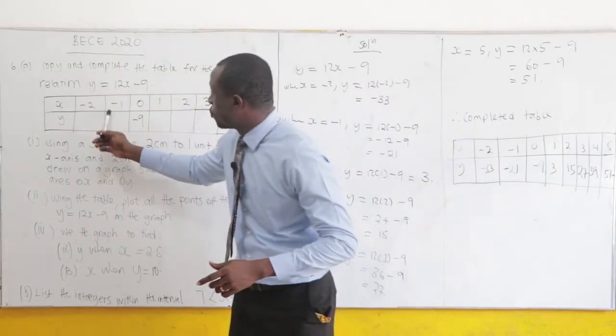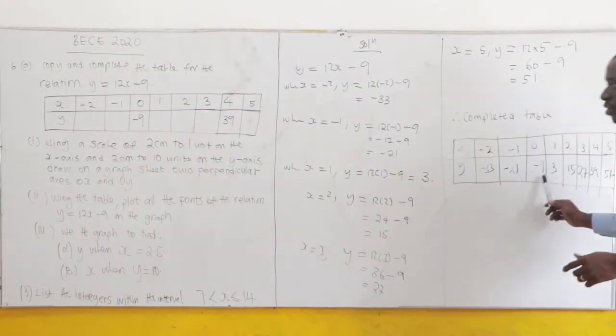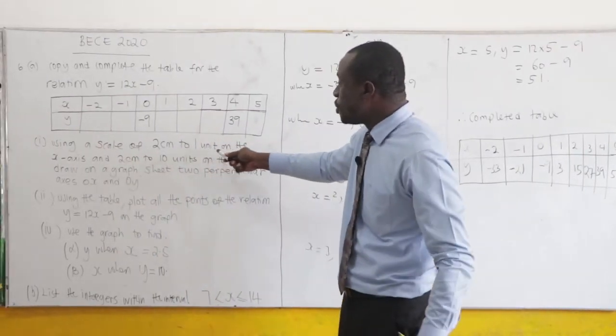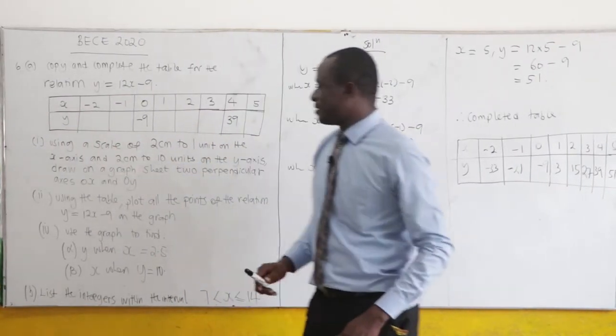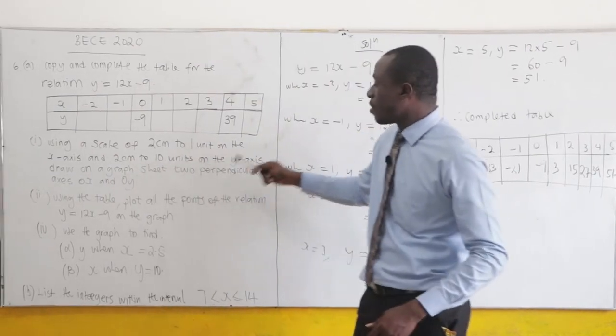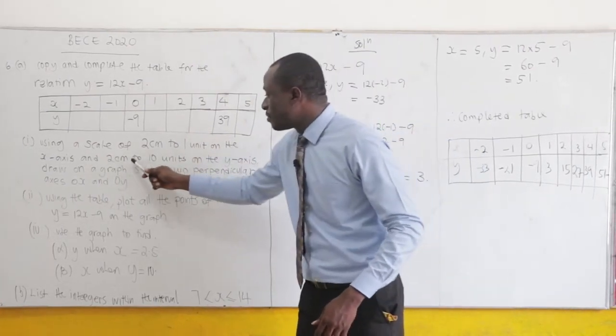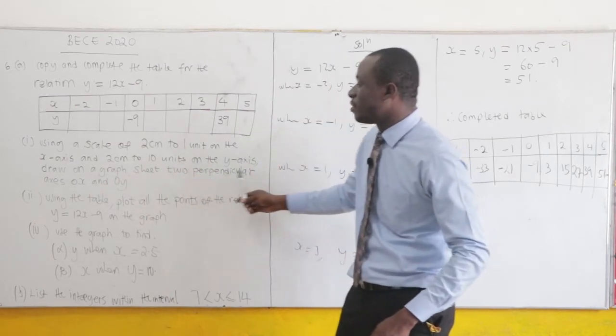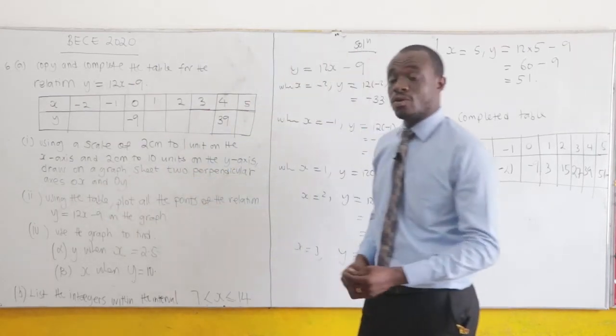Okay, so the first one says we should copy and complete. So that is what we have done. Now let's see the second one. Using a scale of 2 centimeters to 1 unit on the x-axis and 2 centimeters to 10 units on the y-axis, draw on the graph sheet 2 perpendicular axes, OX and then OY. So that's what we do.